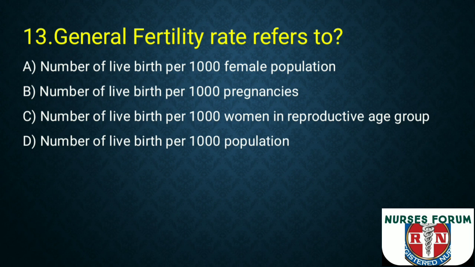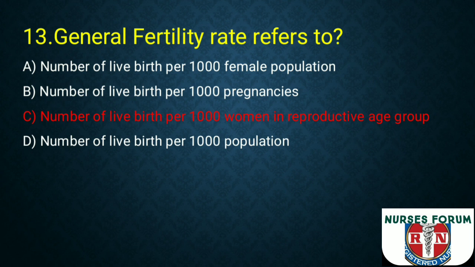Next question. General fertility rate refers to: number of live births per 1000 female population, number of live births per 1000 pregnancies, number of live births per 1000 women in reproductive age group, number of live births per 1000 population. The right answer is number of live births per 1000 women in reproductive age group. That is called the general fertility rate.